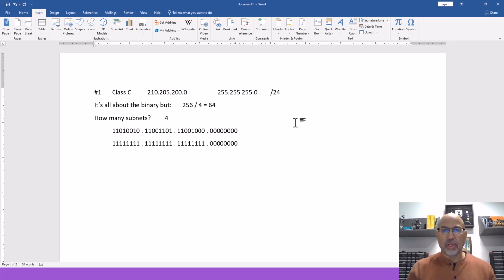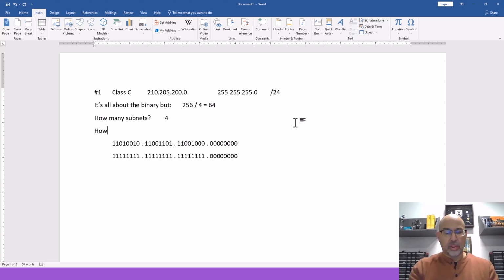Okay, so the next thing that we need to ask is, how many bits do we need to convert in the host portion of the subnet mask or the net mask? So now we say, all right, how many bits are changed? I also like to call these stolen, so we're going to steal these from the host portion. And the answer to that is 2. We're going to steal 2 bits.